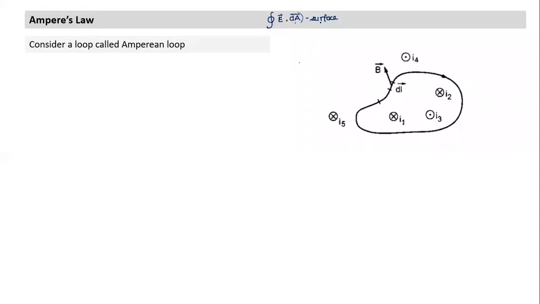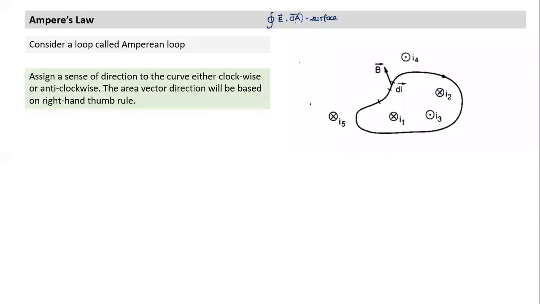So rather than taking a closed surface, here we take a closed loop, and we can call it an Amperian loop. Whenever you have to apply Ampere's law, first let's understand the law. Any loop we take has to be a closed loop, and I hope all of you understand closed loop. After having a closed loop, we assign a sense of direction, since there are two vectors involved in the dot product.